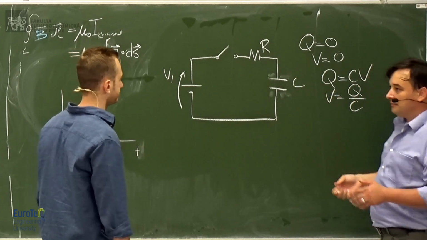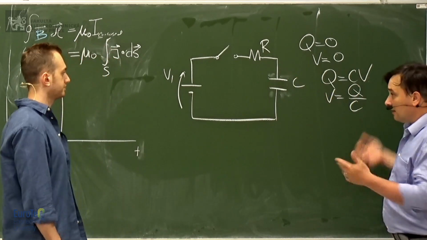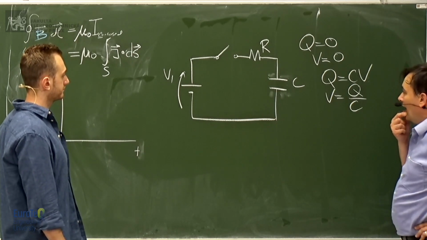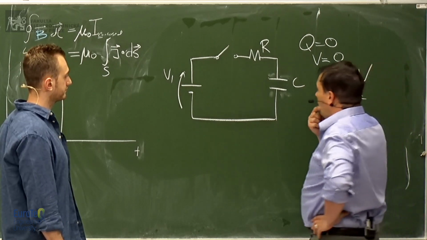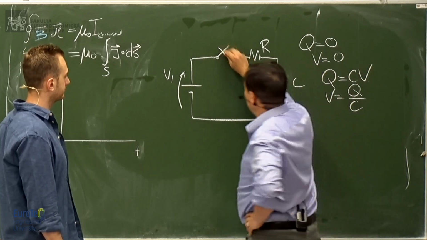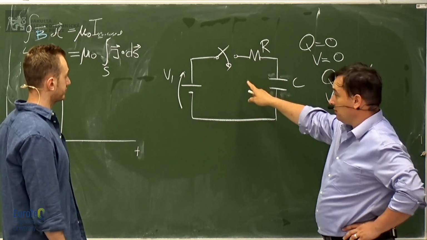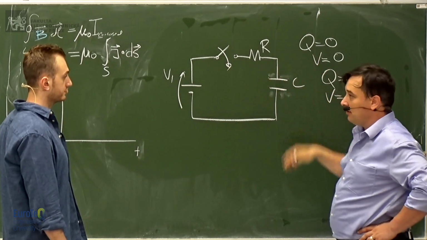So there is no electric field, therefore there is no voltage. Fine. Now, what happens if you close this switch? First of all, the capacitor before you close the switch will start to charge. Let's say that you close it at t equals 0.